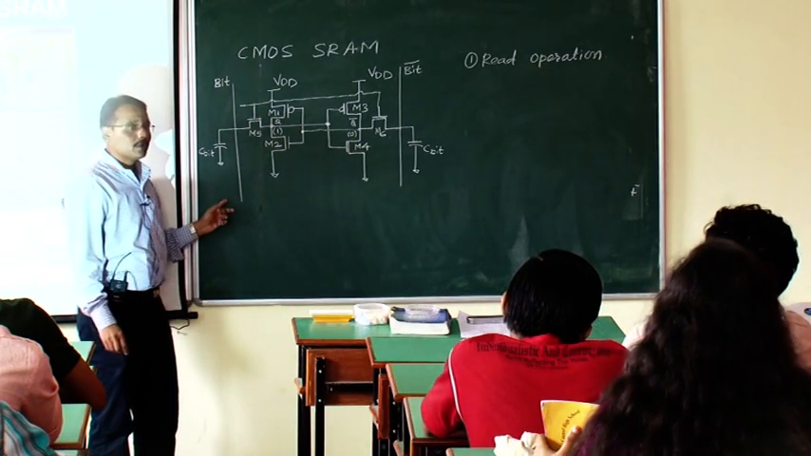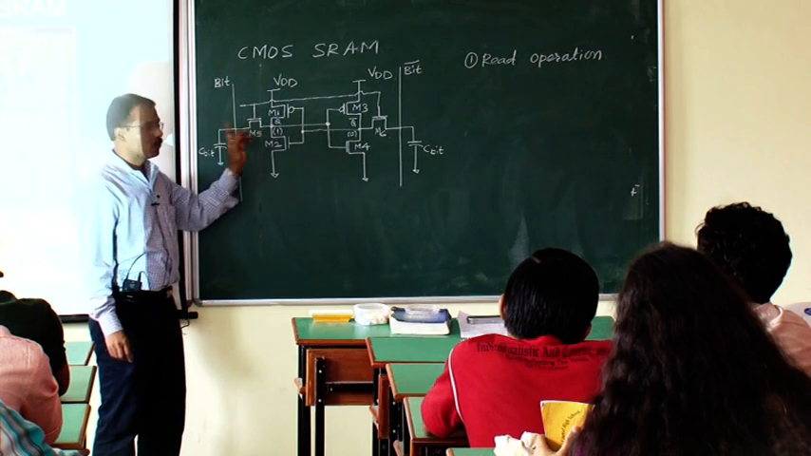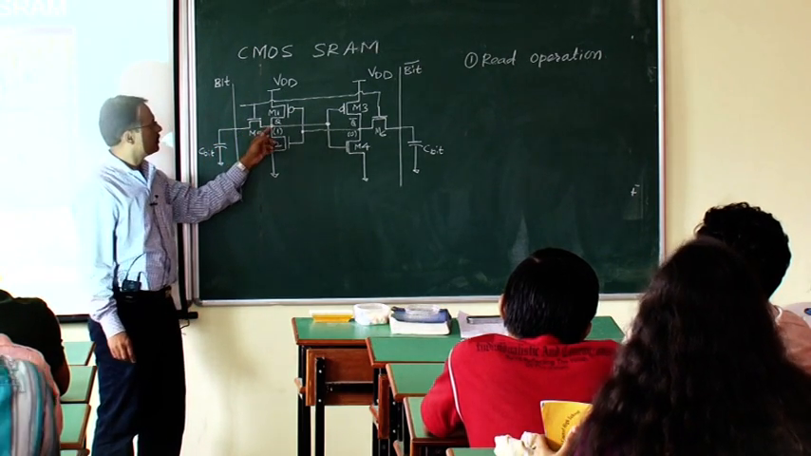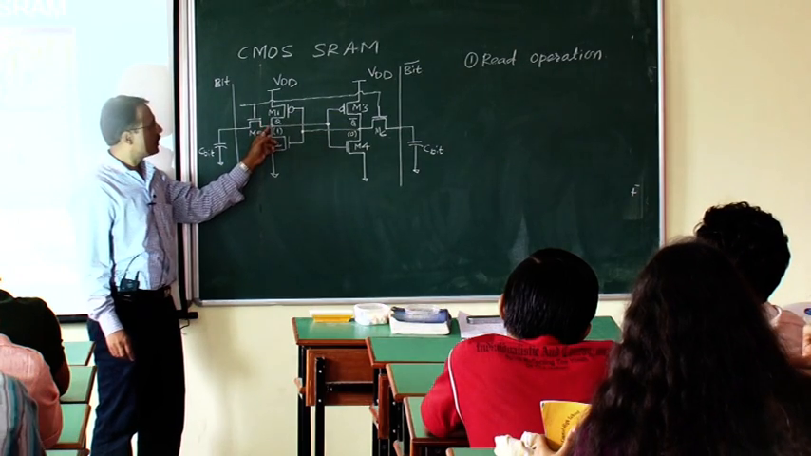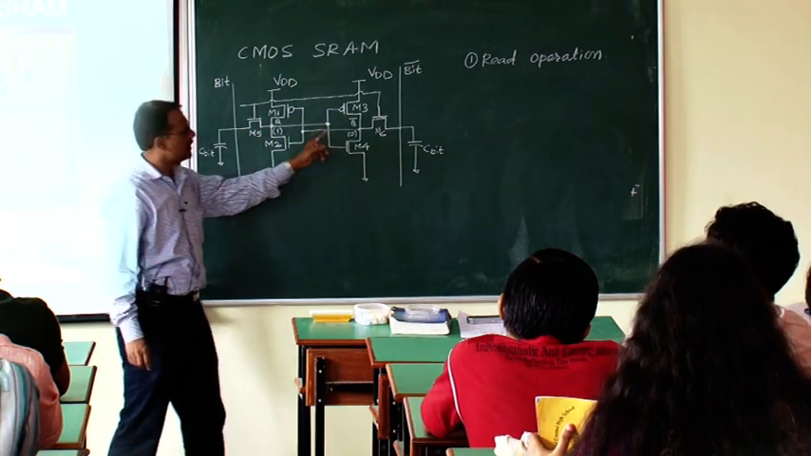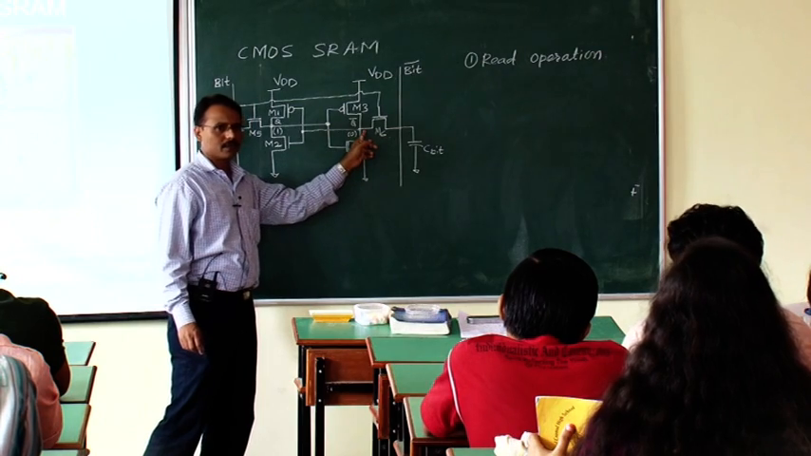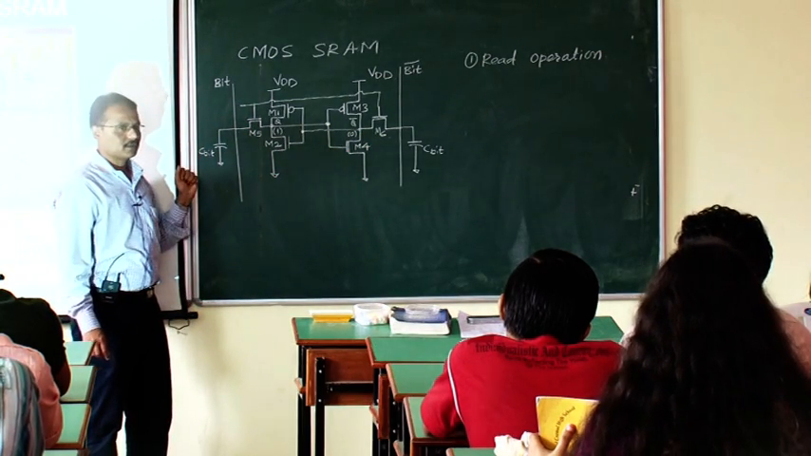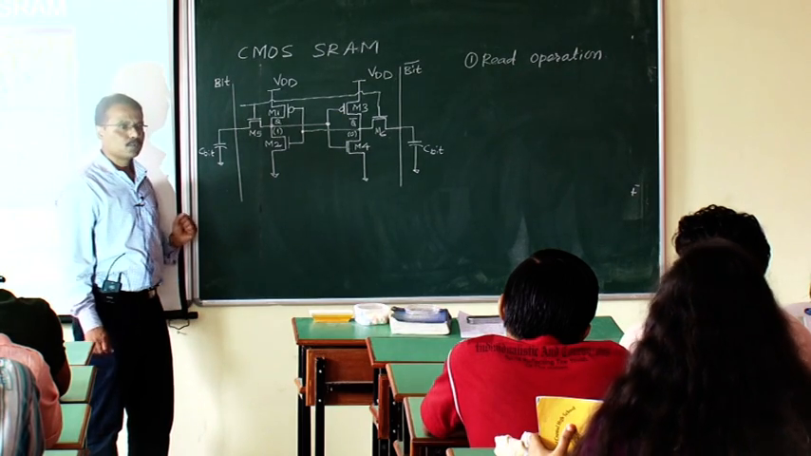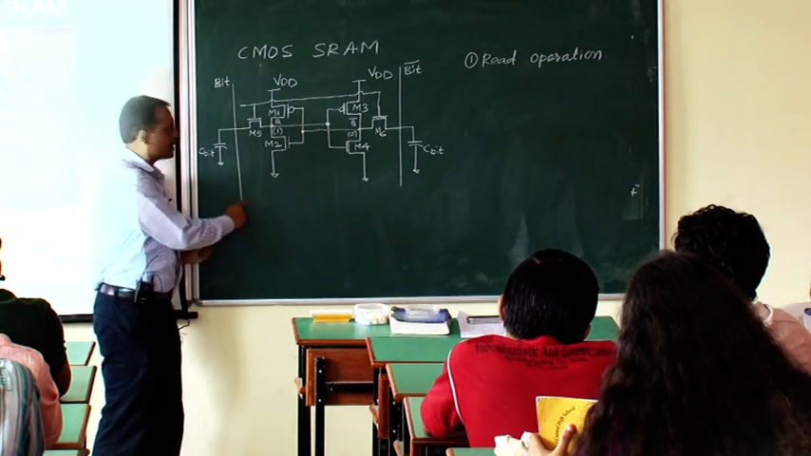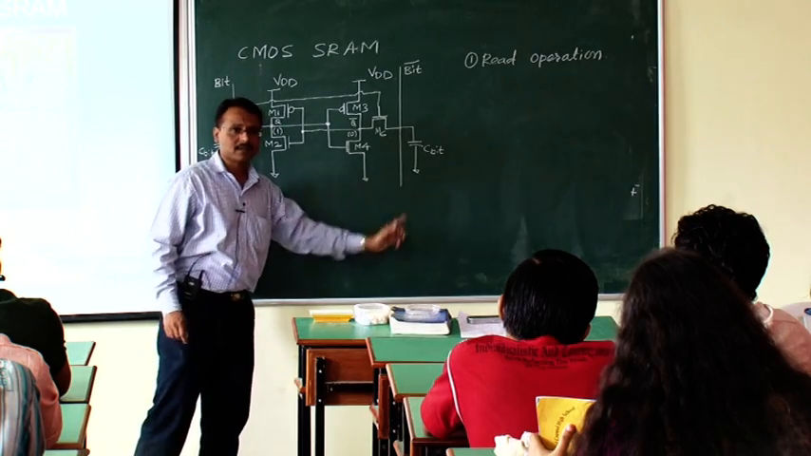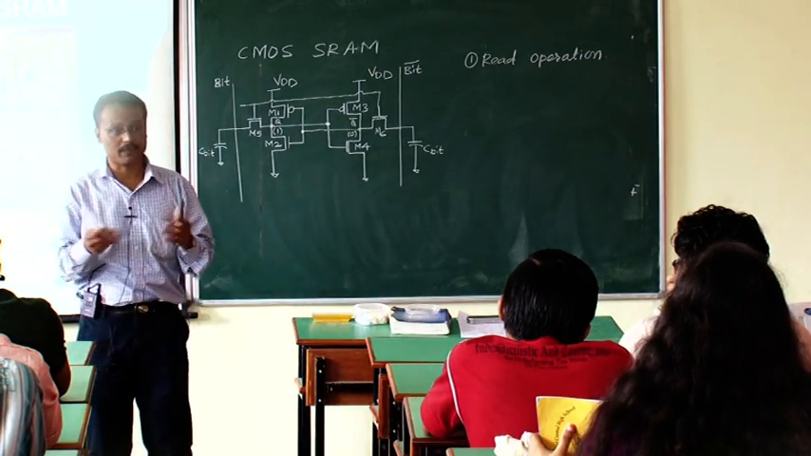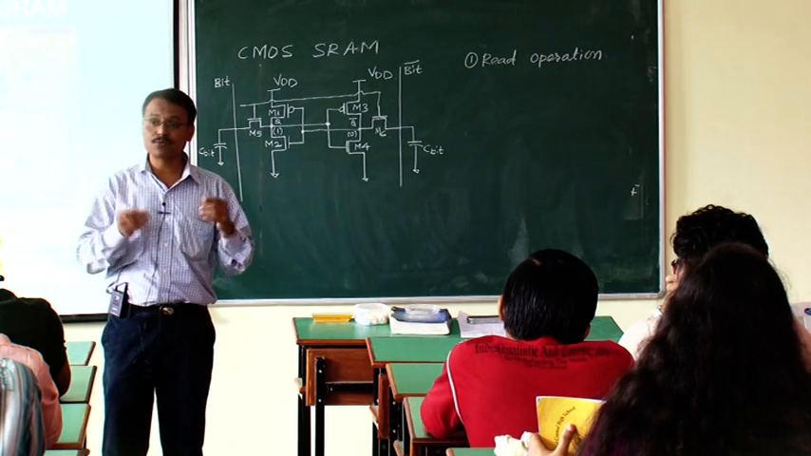Now what do I have to do? I want to read logic 1, whether logic 1 is stored or not, and its complement is 0 here. So I will do a logic 1 read operation. What is the procedure? The procedure is that this is called the bit line, this is called the bit bar line. This bit line and bit bar line are pre-charged to logic 1. Now what is meant by pre-charged to logic 1?